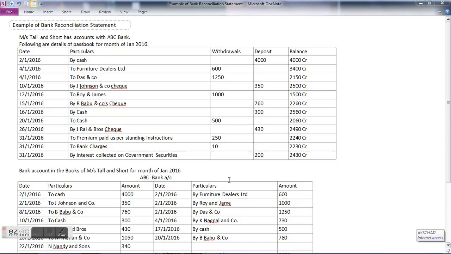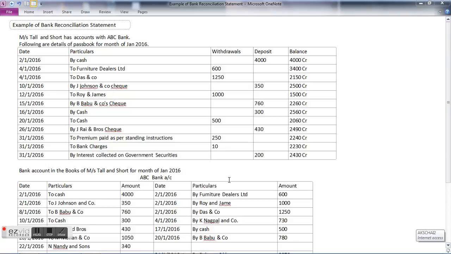Everyone, here we will be seeing an example of a bank reconciliation statement, how to prepare a bank reconciliation statement. Messrs Tall and Short has an account with ABC Bank, and following are the details of the passbook, or you can also say following are the details of the bank statement for the month of Jan 2016. There are some entries, then details of whether it's a withdrawal or deposit, and the balance.